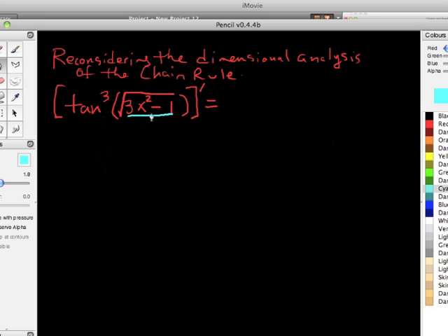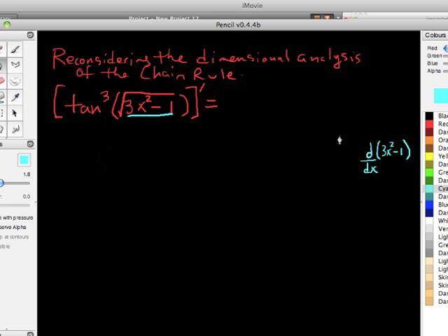Okay, so let's think about this a little bit backwards, from the outside in, and let's think about the inside out. The last derivative we're going to take is the derivative of the inside. It's going to be the derivative of what's under in blue. And what derivative is that going to be? That's going to be the derivative with respect to x of 3x squared minus 1.